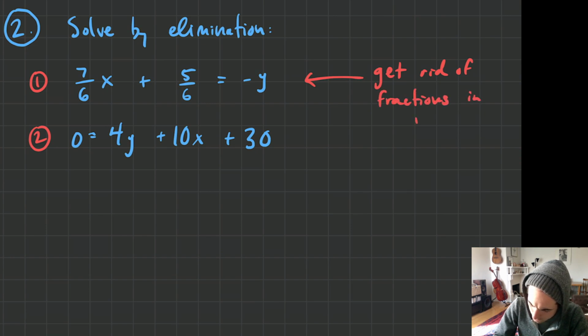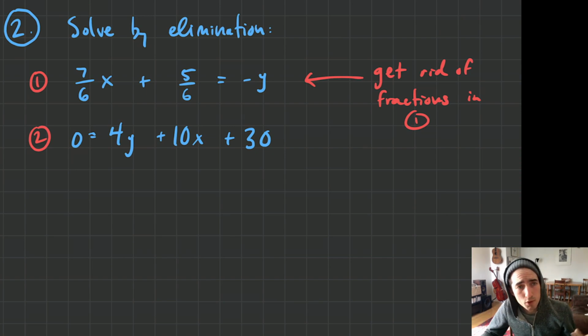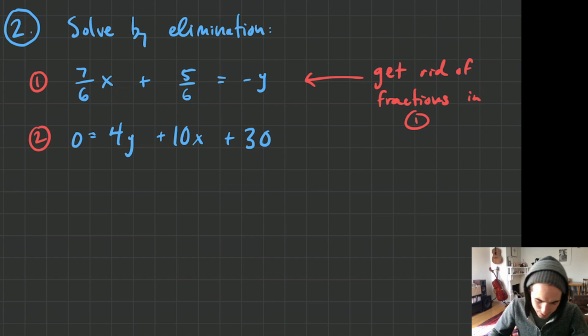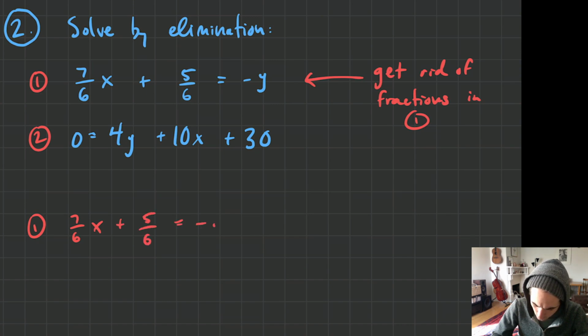I'm going to get rid of the fractions in equation 1. The way I'm going to do that is to multiply both sides of the equation by 6. So I'm going to rewrite equation 1: 7 over 6x plus 5 over 6 equals negative y. And why am I choosing 6? Well, because the denominator is 6. If I multiply both sides of the equation by 6, then I completely eliminate all of the fractions. And I really want to do that because I don't want to have to work with fractions.